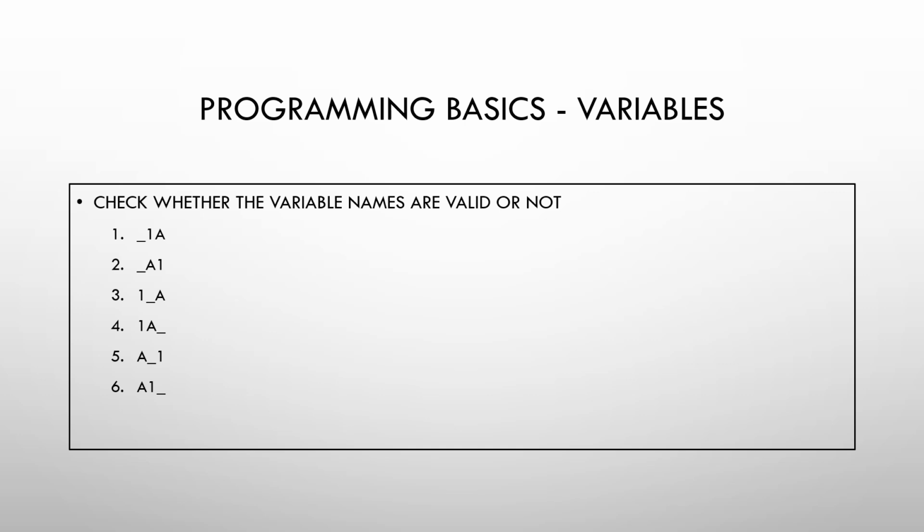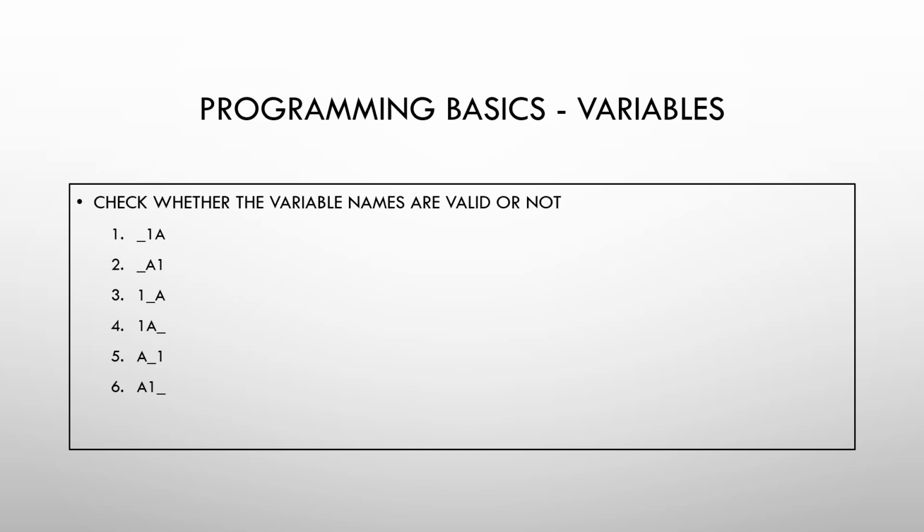And the fourth one 1 a underscore, again this variable name is also started with number, so it is also not a valid variable name. Then the fifth one, a underscore 1, it is started with the alphabet, so it is a valid one. And the sixth one a 1 underscore, and it is also started with an alphabet, so it is also a valid one. So if the variable name is started with a number, it is not a valid one.